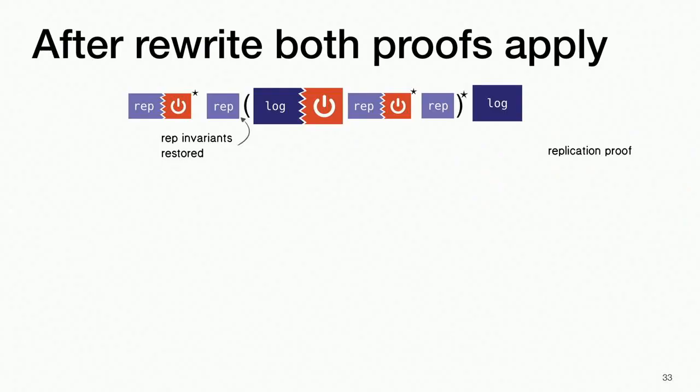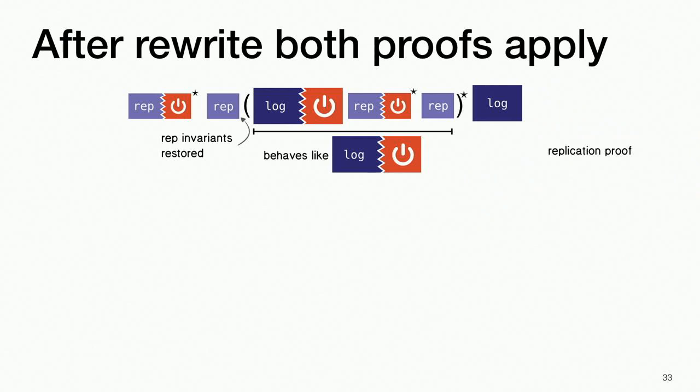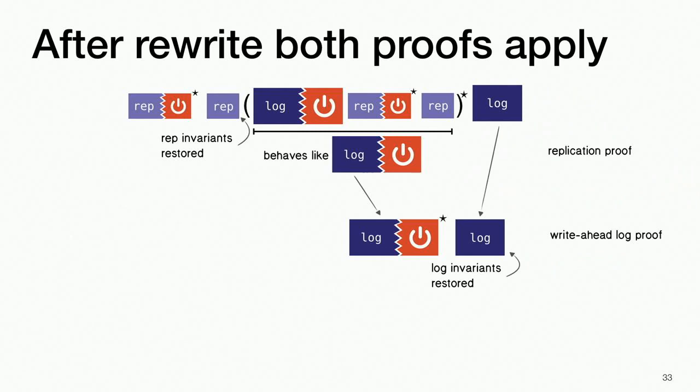After this rewrite, both of these proofs start to apply. Before the parentheses, the replication proof establishes that the recovery procedure restores the invariance of that system. Within the parentheses, the trace inclusion property for the replication system says this behaves like a crash during the high-level logging recovery code, where from the perspective of the replication system, log recovery is just another program that you wanted to run. So that's all we need from the replication proof. Then we can plug what we now know into the write-ahead logging proof, which shows that the logging system's recovery correctly restores its invariance. The upshot is that at the end of this composed recovery, despite crashes during recovery, both systems' invariance are restored.